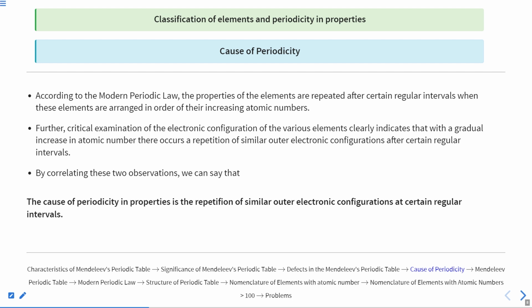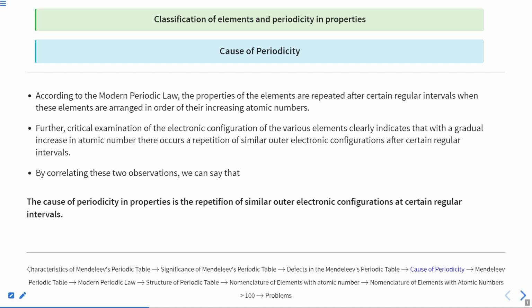According to the modern periodic table, now we'll move to the atomic periodic table and see what was the magic of the periodic table. In this periodic table, the properties of elements are repeated after certain intervals when these elements are arranged in order of their atomic number. So rather than arranging them by atomic weight, the modern periodic table deals with the atomic number. Further, critical examination of the electronic configuration of various elements clearly indicates that with the gradual increase in atomic number, there occurs a repetition of similar outer electronic configuration.